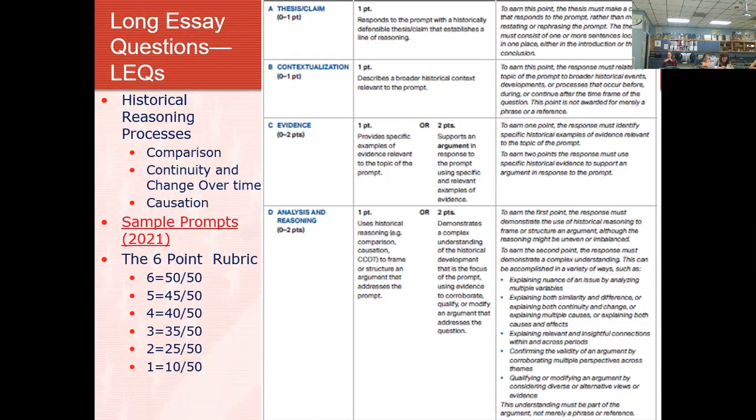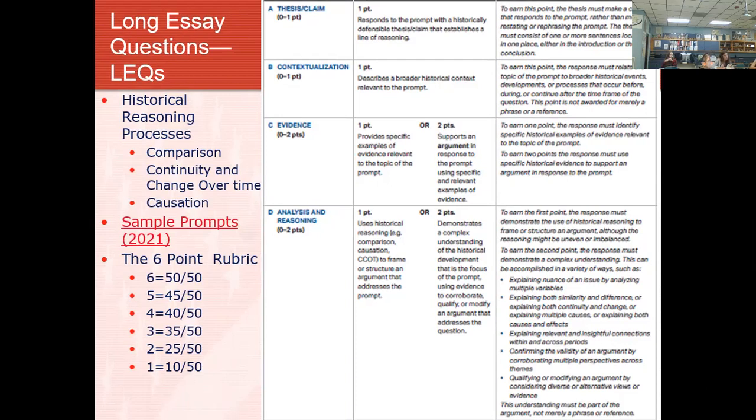Kind of we'll work our way up to the point where you can actually write the LEQ as well. By next semester, I'm no longer giving you that stuff, but kind of, then you'll have a choice of what you'll do as well. And then we'll get into it. Also at the LEQ, and I'll show you the sample prompts in a second, all 3 are going to be focused, and these are important to understand, on what they call historical reasoning processes. And the 3 historical reasoning processes are comparison, continuity and change over time, and causation.